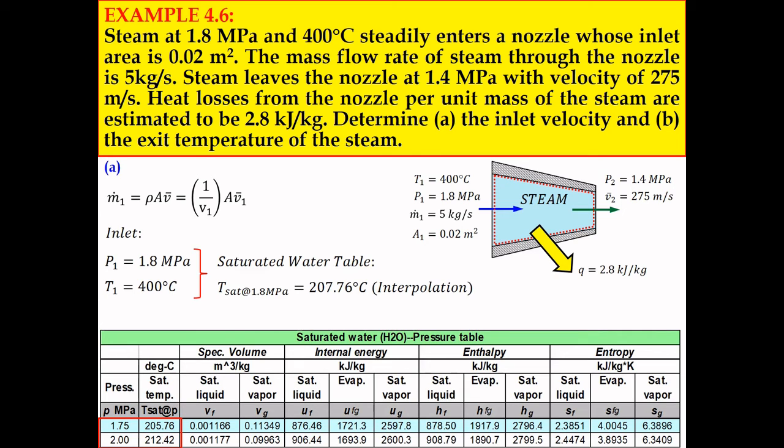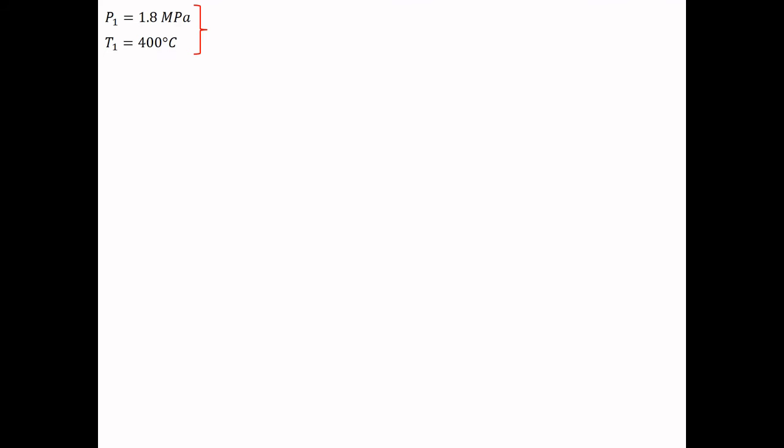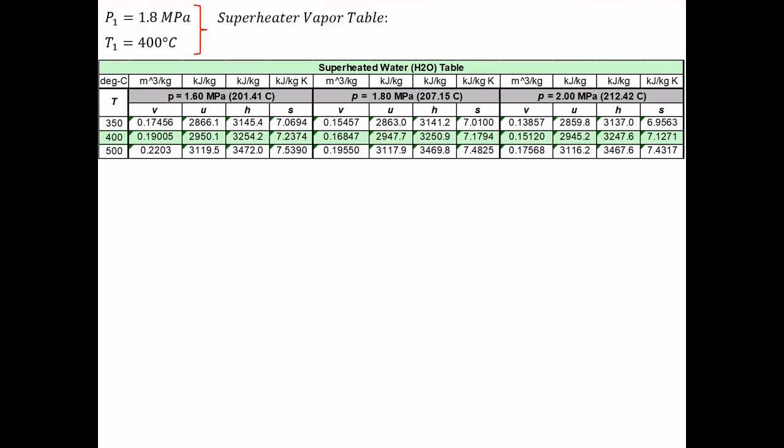T saturated at 1.8 megapascal equals 207.76 degrees Celsius. We get the value through interpolation, and then compare this T saturated with the given temperature T1. T1 is greater than T saturated at 1.8 megapascal, so we confirm the phase is superheated. Now that we know the phase is superheated, based on the data given, P1 equal to 1.8 megapascal and T1 equal to 400 degrees Celsius, we need to refer to the superheated vapor table.